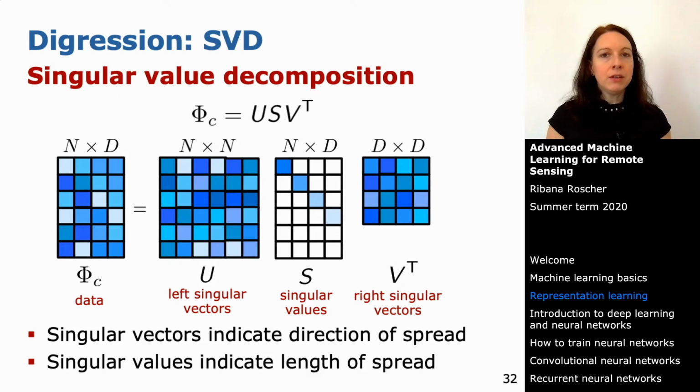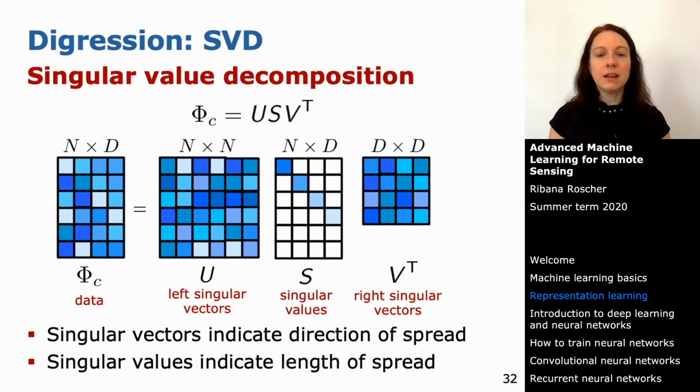And for singular value decomposition, you decompose your matrix into three other matrices. So you decompose phi c, the centered data, into a matrix U, S, and V transpose. And you can see here the dimensions of the matrices and also the content. White indicates that there's a 0, and otherwise you have some values.